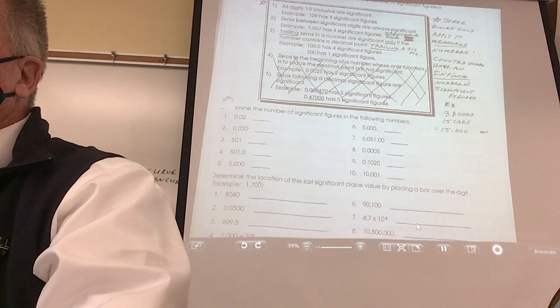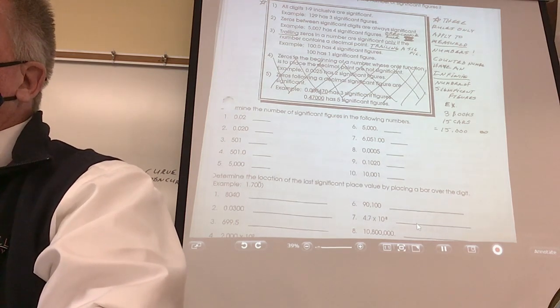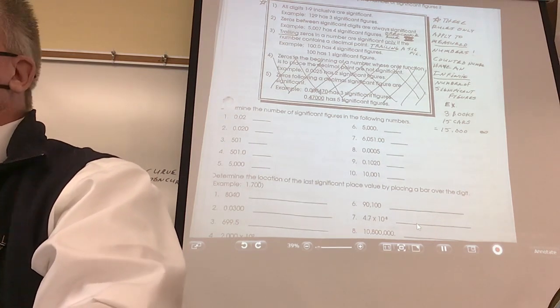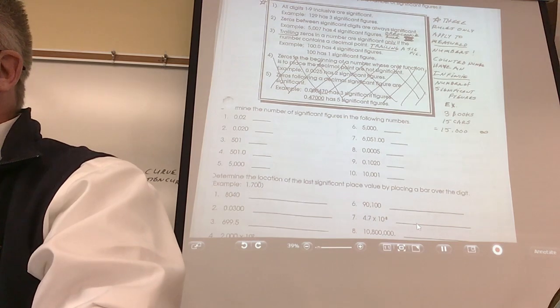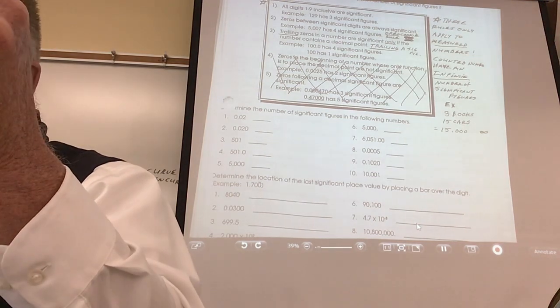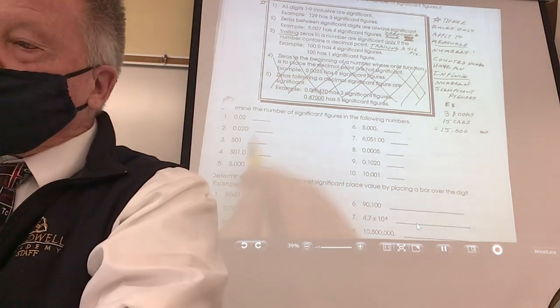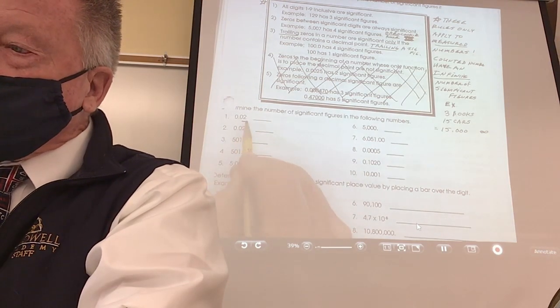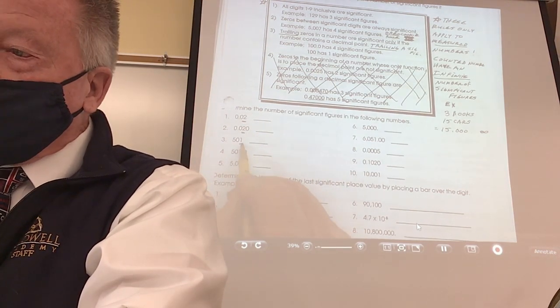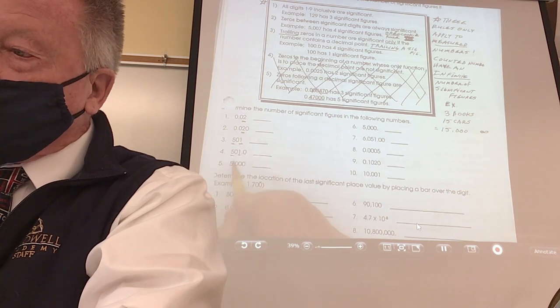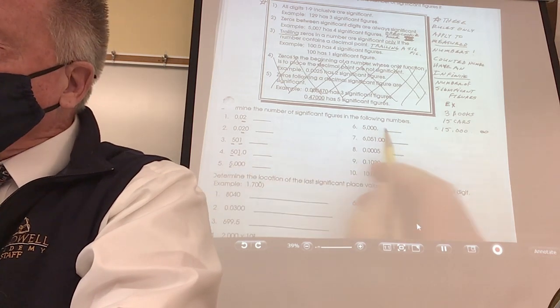Rule number 1. If you're in a measured number, not a counted number, and you're not a 0, you're in. You got it? You're in the club. So let's go over these, and I'm going to put a single line here. I know you're in. All these are significant figures. There's no way that these are not significant.